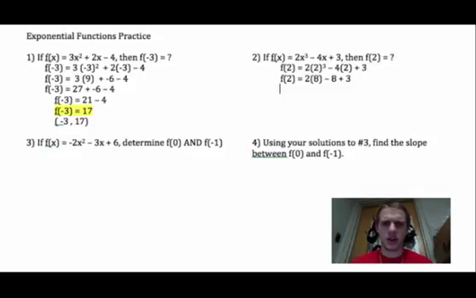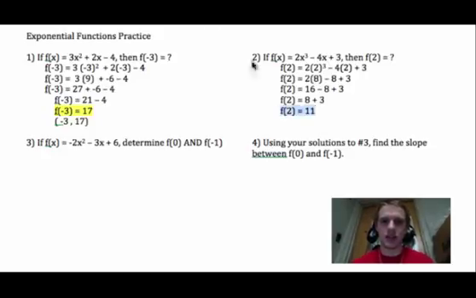Next step to simplifying. F of 2 equals, well, what's 2 times 8? Equals 16. Minus 8 plus 3. All we've got now is addition and subtraction. From there, work your way left to right. So 16 minus 8 gives you 8. You still got that plus 3. And your final answer, f of 2 equals 11.